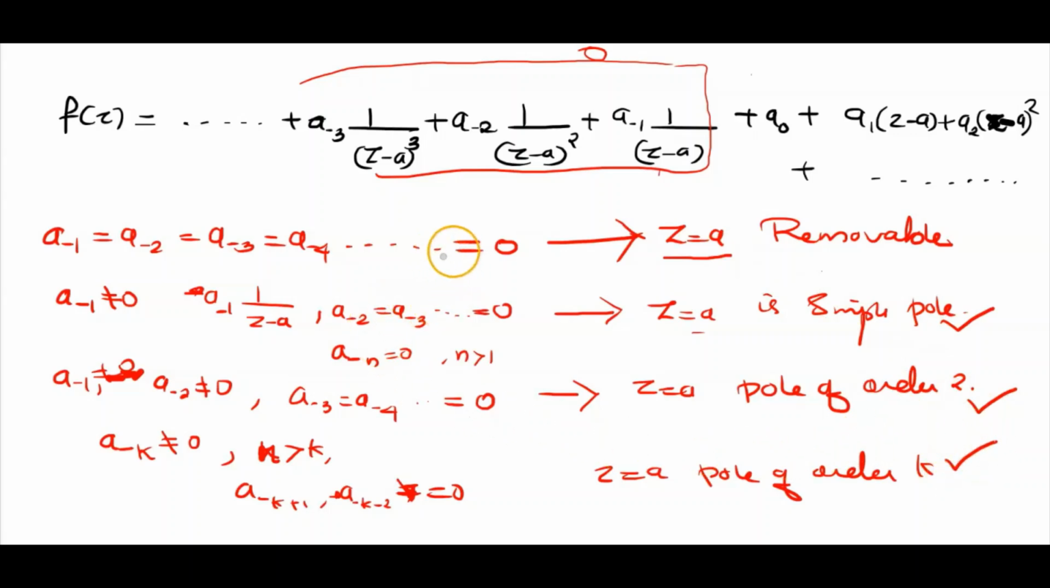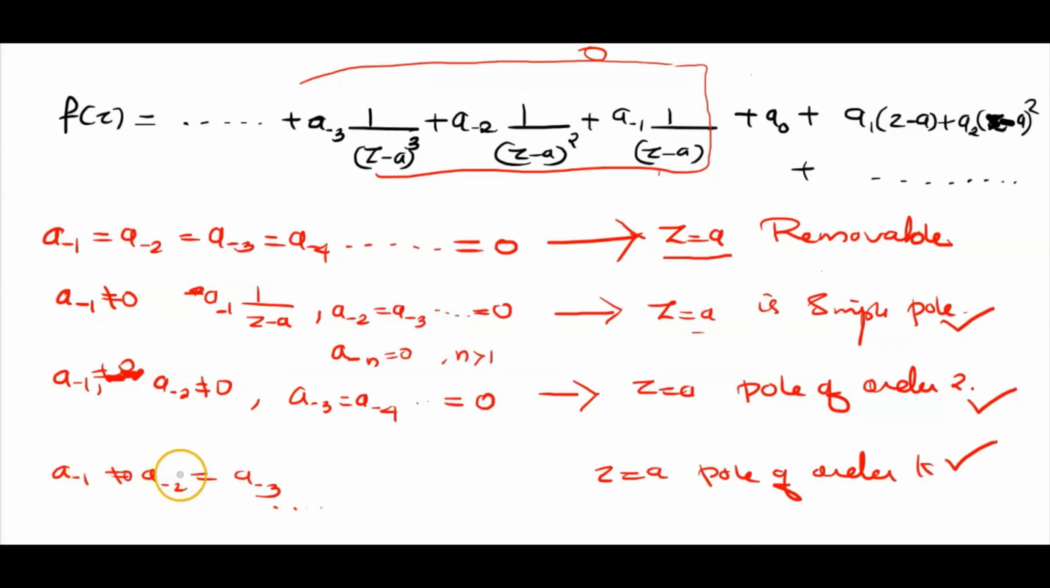If it has infinitely many negative terms, that means a minus 1, a minus 2, a minus 3 are all not equal to 0, all the infinitely many negative terms not equal to 0, then z equal to a is an essential singularity.